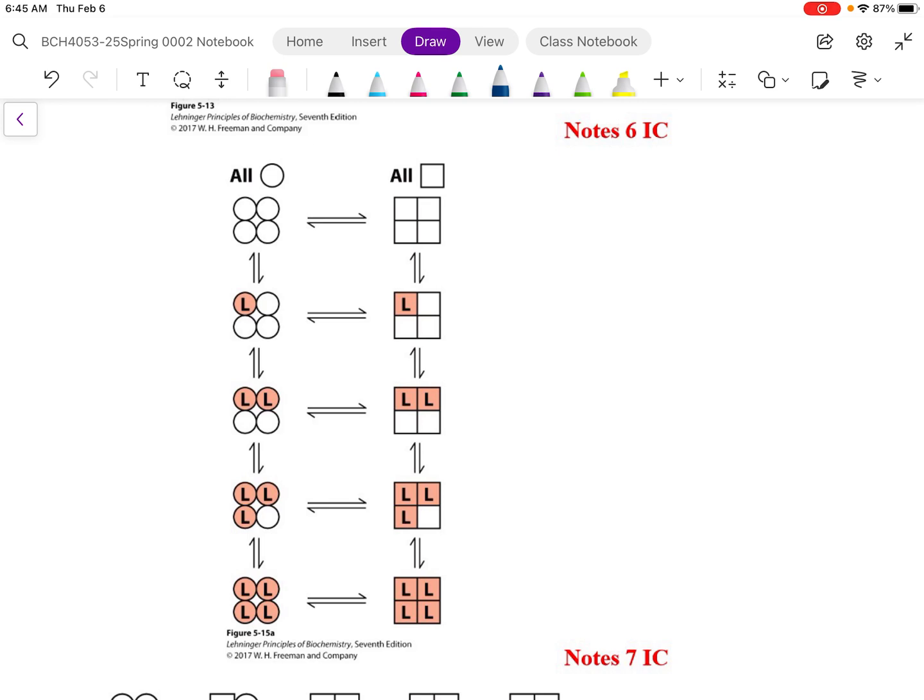Now, how does allostery work? How does an allosteric protein function? There are two thoughts on this. And if I'm being honest, in my opinion, maybe it's a spectrum. Maybe it's not this one or this one. Maybe it's somewhere in between. I don't know for sure. But I'm just teaching you what we believe happens.